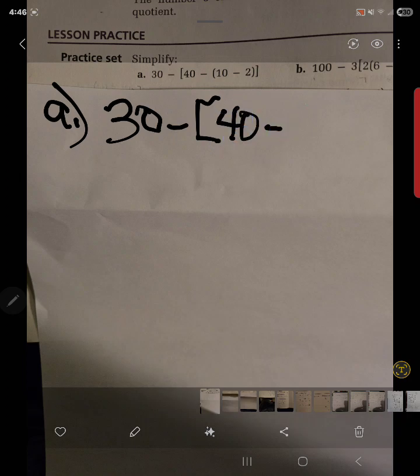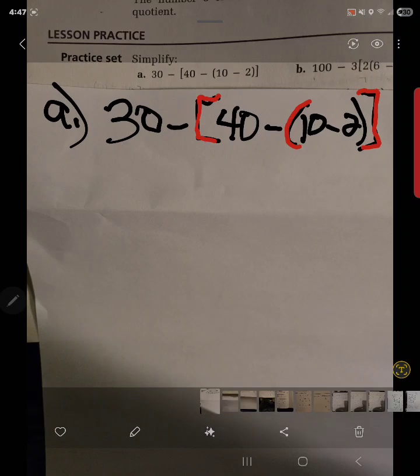This is the first one on the practice set on the bottom of page 434. All right, so we have 30 minus bracket 40 minus 10 minus 2. Now, again, those are called symbols of inclusion. Those brackets and braces and parentheses, all that. This guy and this guy and this guy, those are all called symbols of inclusion. That's the name of this lesson.